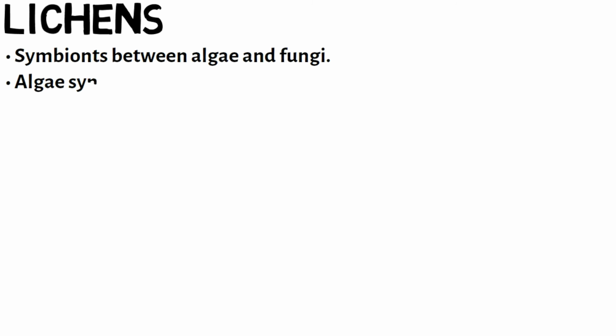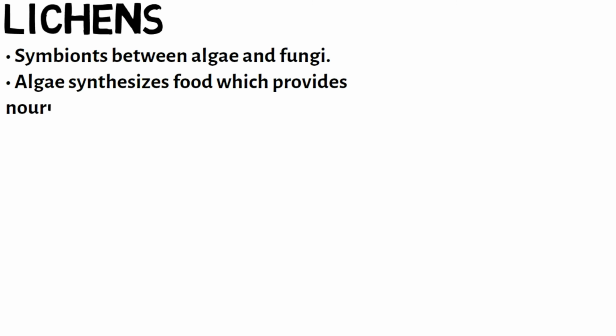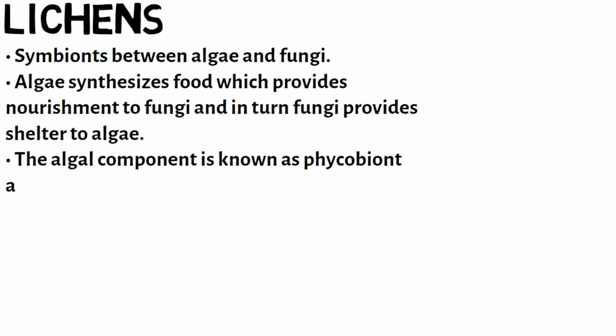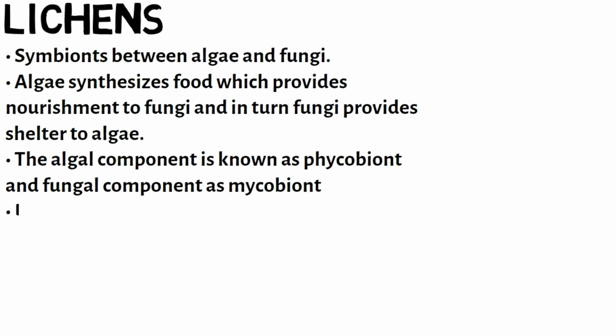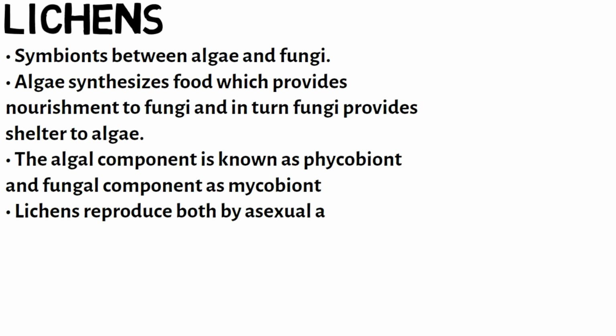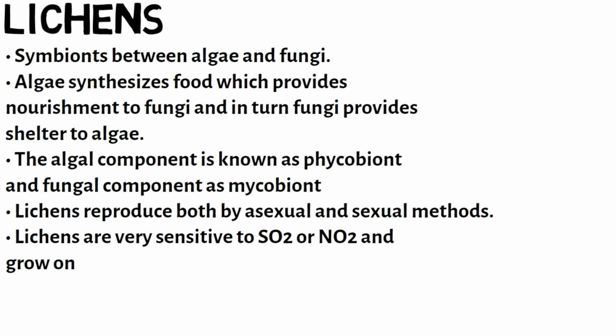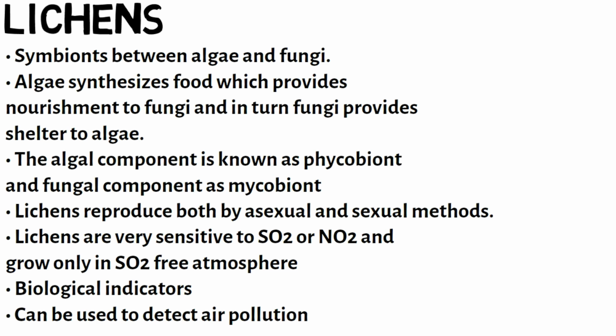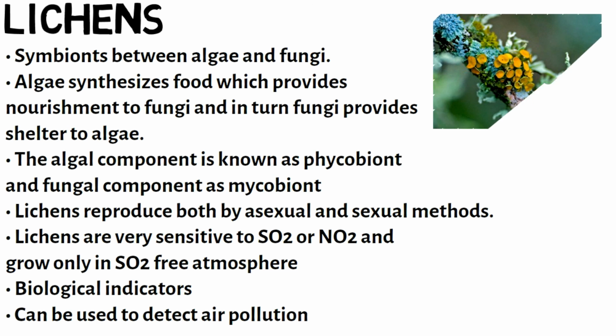Lichens. Symbionts between algae and fungi. Algae synthesize food which provides nourishment to fungi, and in turn fungi provide shelter to algae. The algal component is known as phycobiont and the fungal component as mycobiont. Lichens reproduce both by asexual and sexual methods. Lichens are very sensitive to SO2 or NO2 and grow only in an SO2-free atmosphere. Biological indicators can be used to detect air pollution.